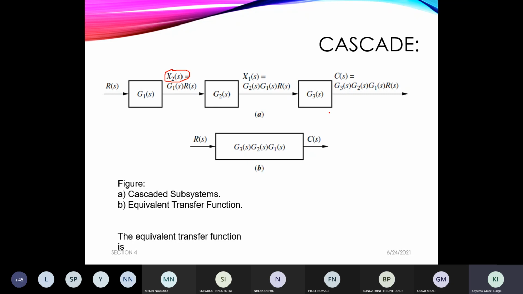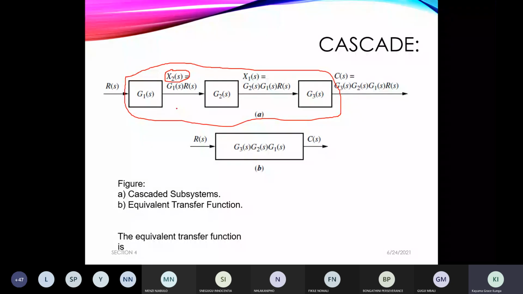Then for the third block diagram, the input will be the output that we got from the second block diagram, or we can call it X1, which is G2 times G1 times R of S. And the output now will be this input times G3 of S, and we got this, that will be the total output of the block diagram. So when we want just to consider the transfer function, the transfer function will be the multiplication of only these 3 block diagram. That will be our equivalent transfer function.